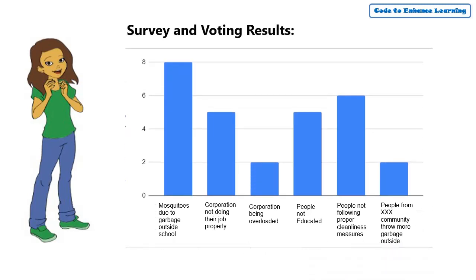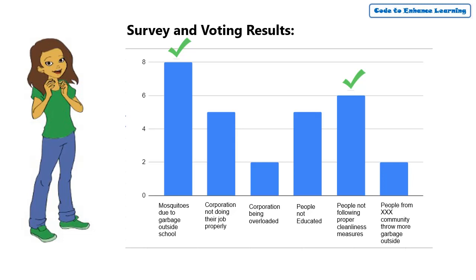Although there are many causes that you can see being listed, we will focus on the major causes. We voted to narrow down on the major root causes and following were the ones which got voted by majority. That is, mosquitoes due to garbage outside school and people not following proper cleanliness measures.